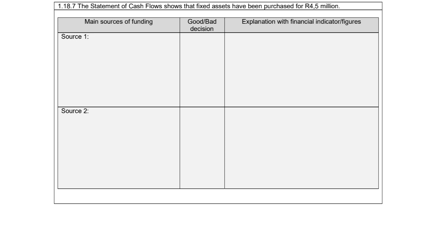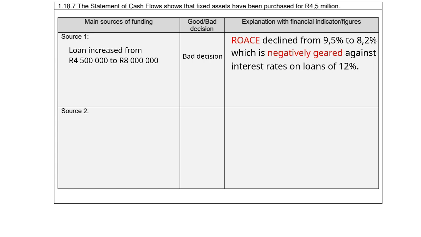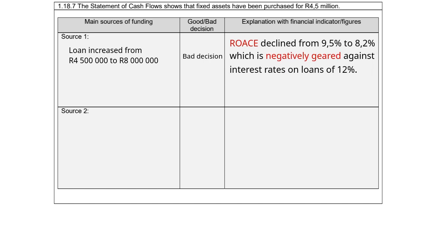The first source, I would use the loan that increased from 4.5 million rand to 8 million rand. This would be a bad decision, and my reason would be your return on average capital employed, that is the financial indicator that I will use, declined from 9.5% to 8.2%, which is negatively geared against interest rates on loans of 12%.